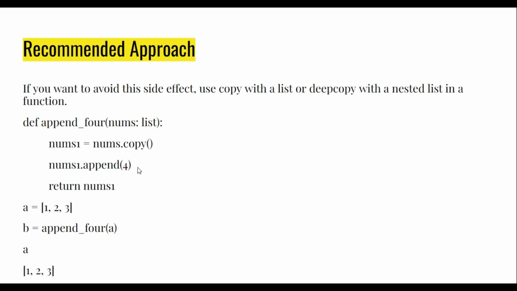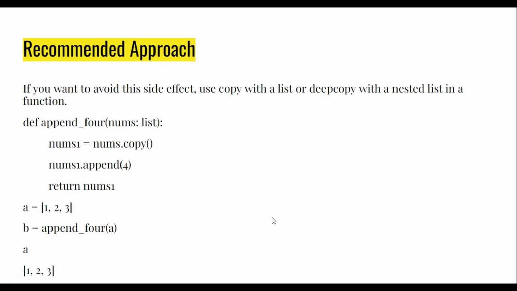So this is the proper way of using a list in any function, right? So nums1 append 4, and this nums1 will get returned, meaning whatever changes I have done are in this copied list. I haven't done changes in a, I have done changes in this copied list, and that I have returned. So now b will contain this new, modified list, right? Now if I print a on the console, I will get the original list.